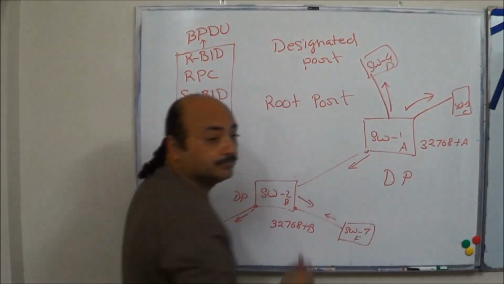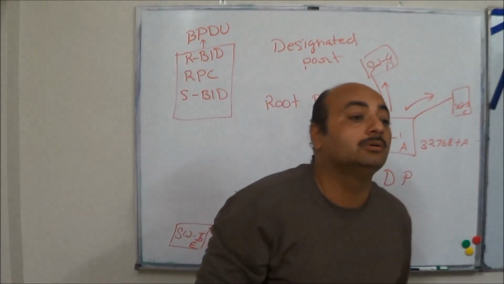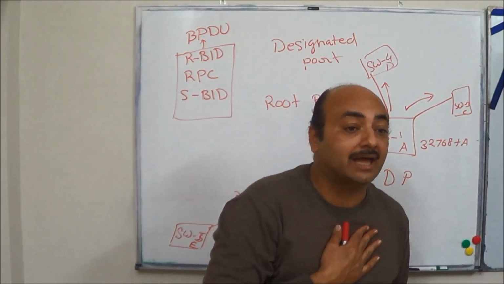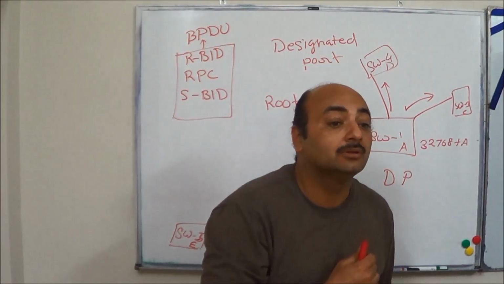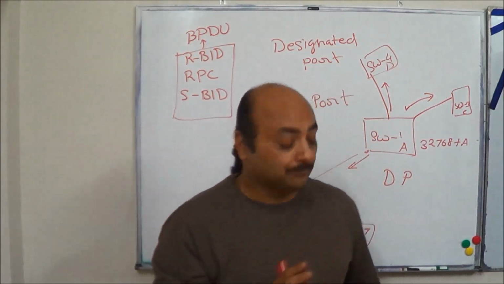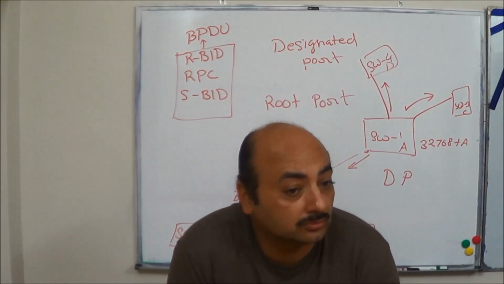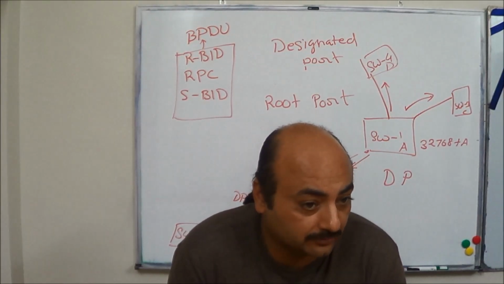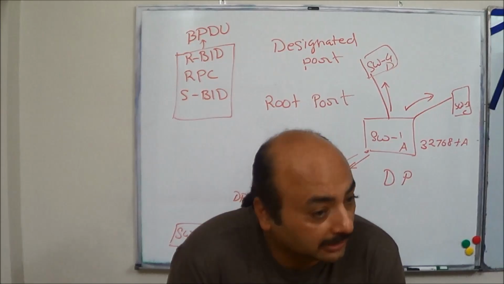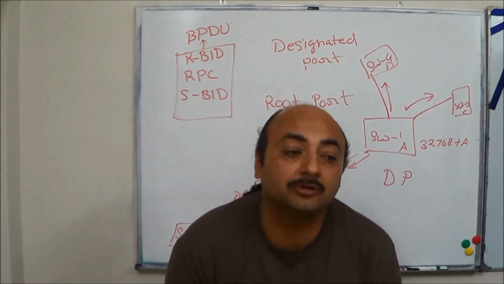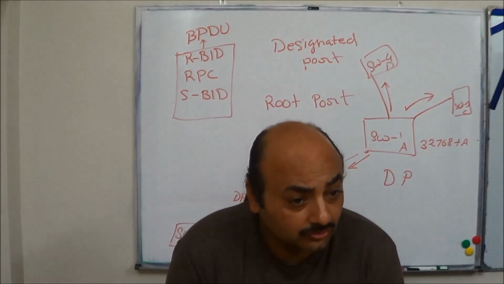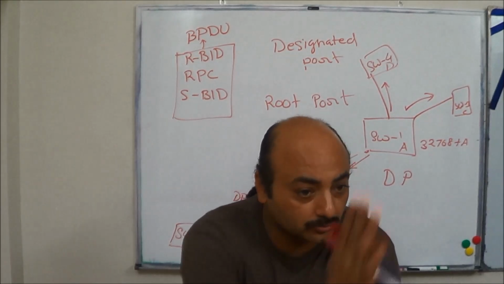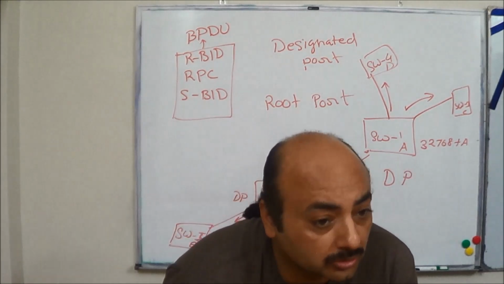Every non-root bridge will have a port known as the root port, which is the closest distance for that switch to the root bridge. What is the root port? Every non-root bridge will have a root port. Ten switches in a network: how many bridges? 10. How many root bridges? One. How many non-root bridges? Nine. So nine of them will have at least one port with the shortest distance towards the root bridge. That particular port is known as the root port.